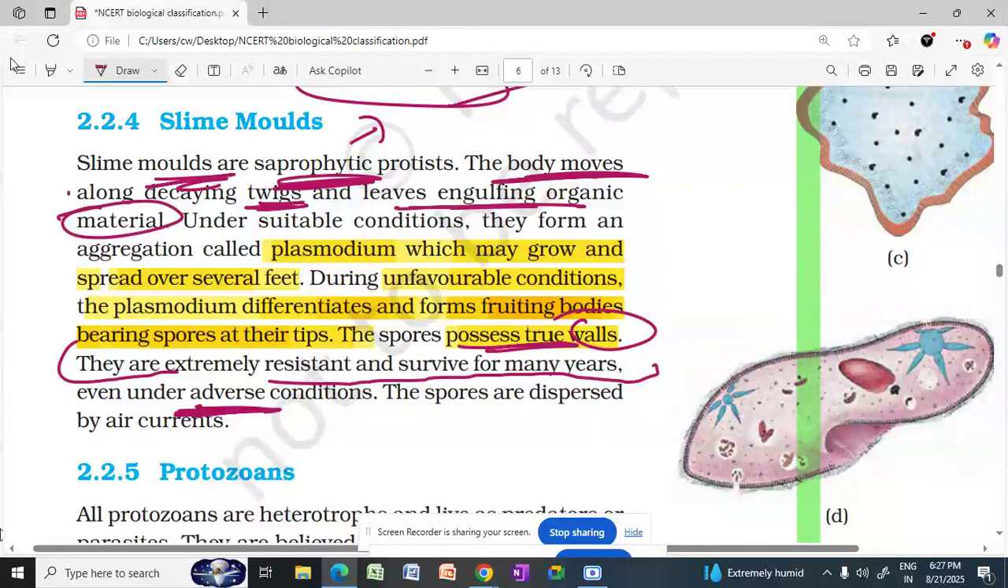Now what is the medium for dispersion of these spores? They are dispersed by air currents. So through air they are dispersed. That is the slime mold paragraph we completed.